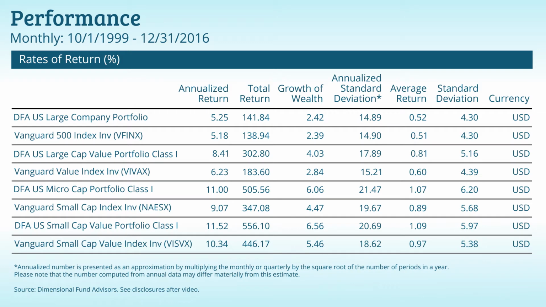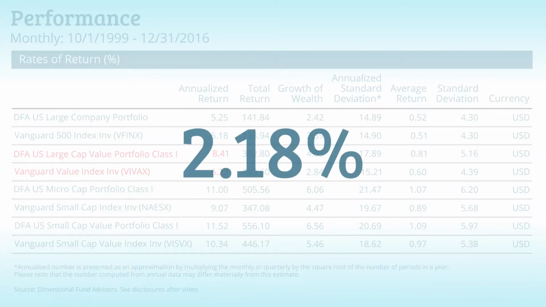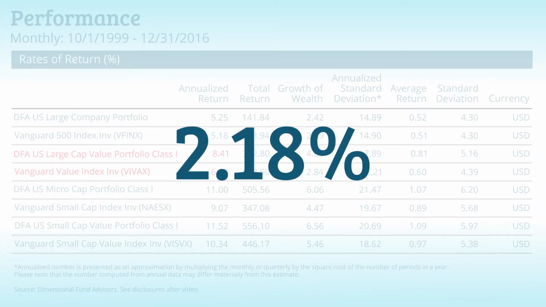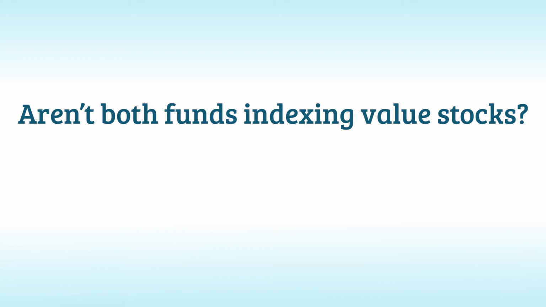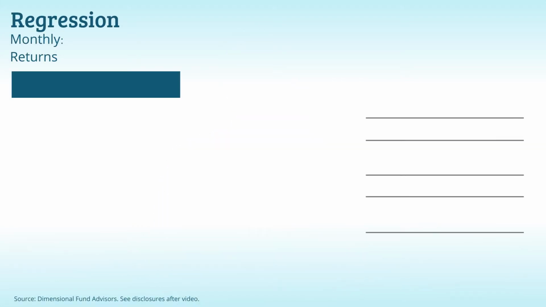If you compare the Vanguard Value Index Fund with Dimensional U.S. large value strategy, the Dimensional fund outperformed its Vanguard counterpart by 2.18% per year. So I'm sure this begs the question, aren't both funds indexing value stocks? Yes, they are, but all indexes are not created equal. This can be seen in their individual regressions. Let's first explain the variables.